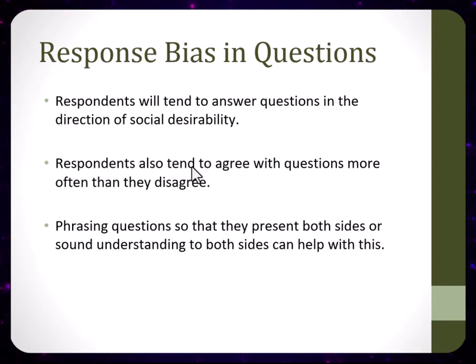First is that respondents will tend to answer questions in the direction of social desirability. People are not going to want to openly say that they're racist or sexist or have an opposing viewpoint to you. Respondents also tend to agree with questions more often than they disagree. And so we need to phrase questions so that it presents both sides of a particular topic, so that both sides sound empathetic and understanding, and it gives permission to the respondents to answer in either direction.